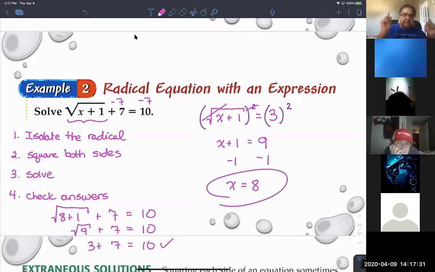So these are the 4 steps. Get the radical by itself. Okay, that means get rid of whatever is being added or subtracted to the radical first. Then get rid of whatever is being multiplied to the radical next. Once the radical is by itself, you want to get rid of the radical by squaring both sides. Once you square both sides, then what you'll be left with is whatever was underneath the radical equal to whatever. Then you solve. And then you check your answers. Any questions?